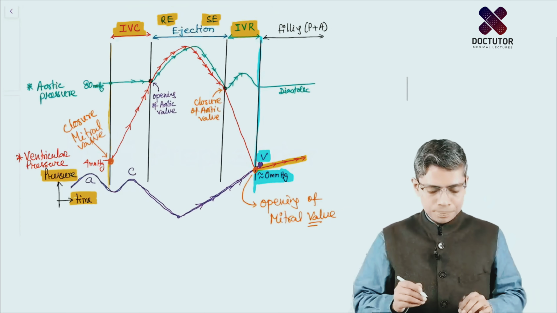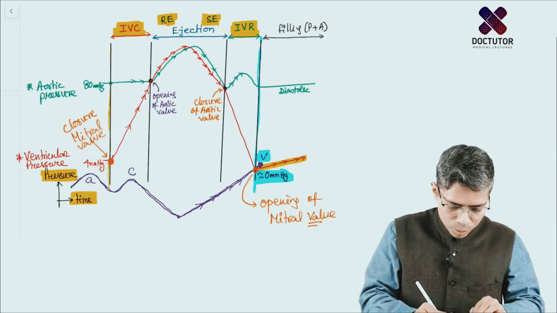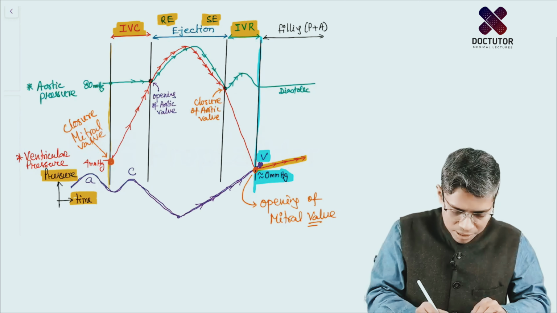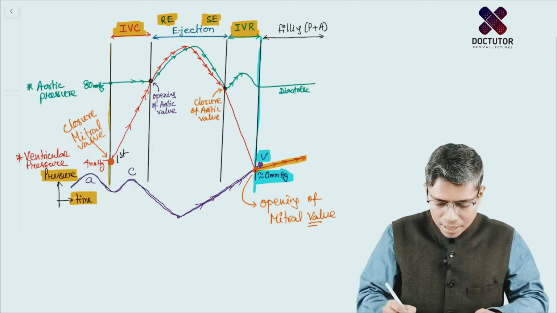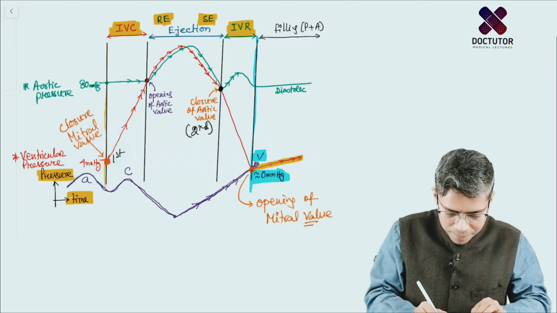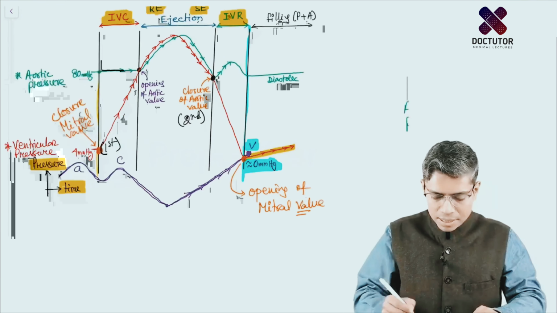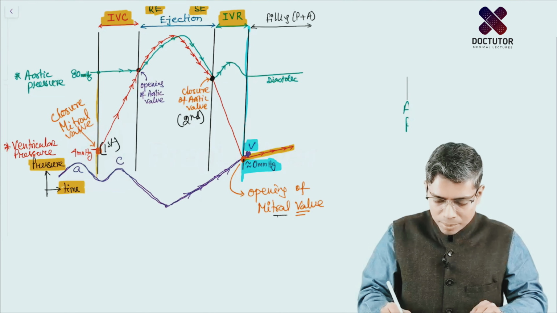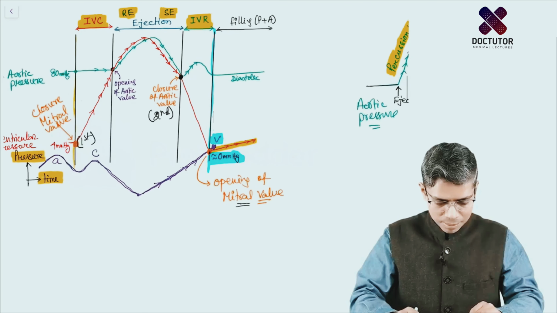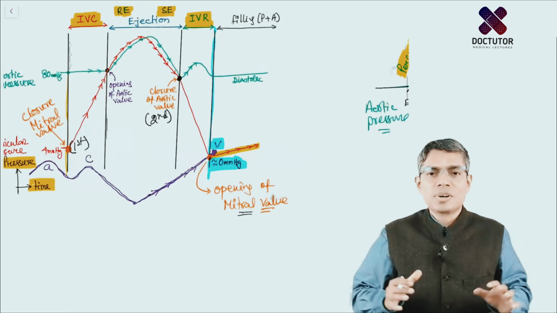Getting my point? So now if you look, this is the closure point of the mitral valve, means this is the first heart sound, right? So this is my first heart sound, and second heart sound, this is the closure point of the aortic valve. This is the second heart sound, right? Okay, I hope you are understanding. And this is the opening point of the mitral valve.